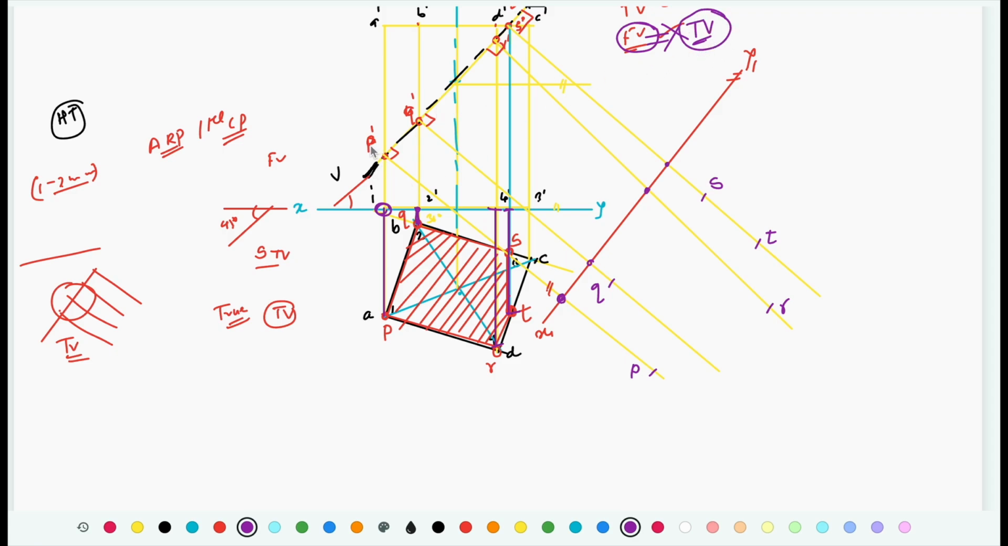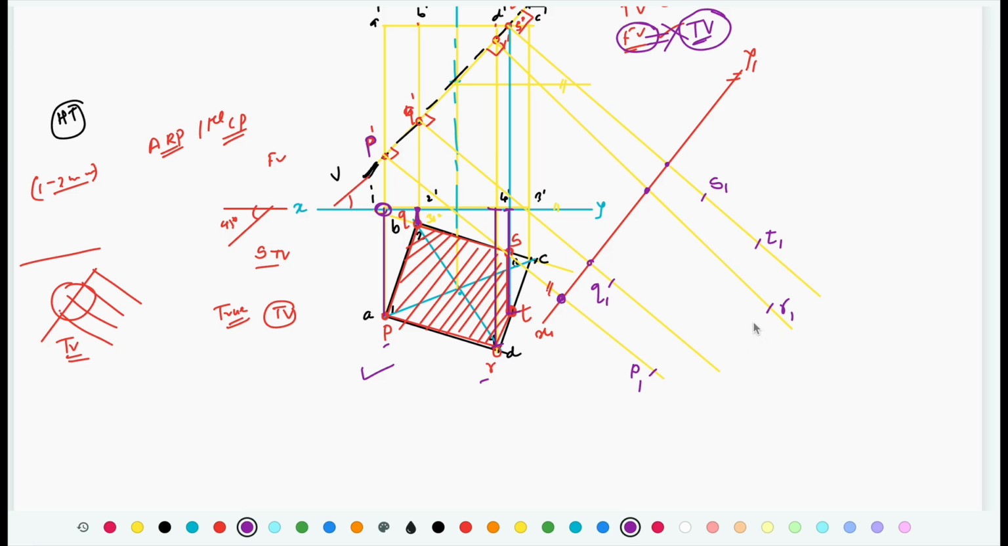In front view, we have taken nomenclature P dash, Q dash, R dash, S dash. So ideally it has to be PQRS, but in this basic top view, this PQRS is already taken. So this nomenclature is going to be P1, Q1, R1, S1 and T1.